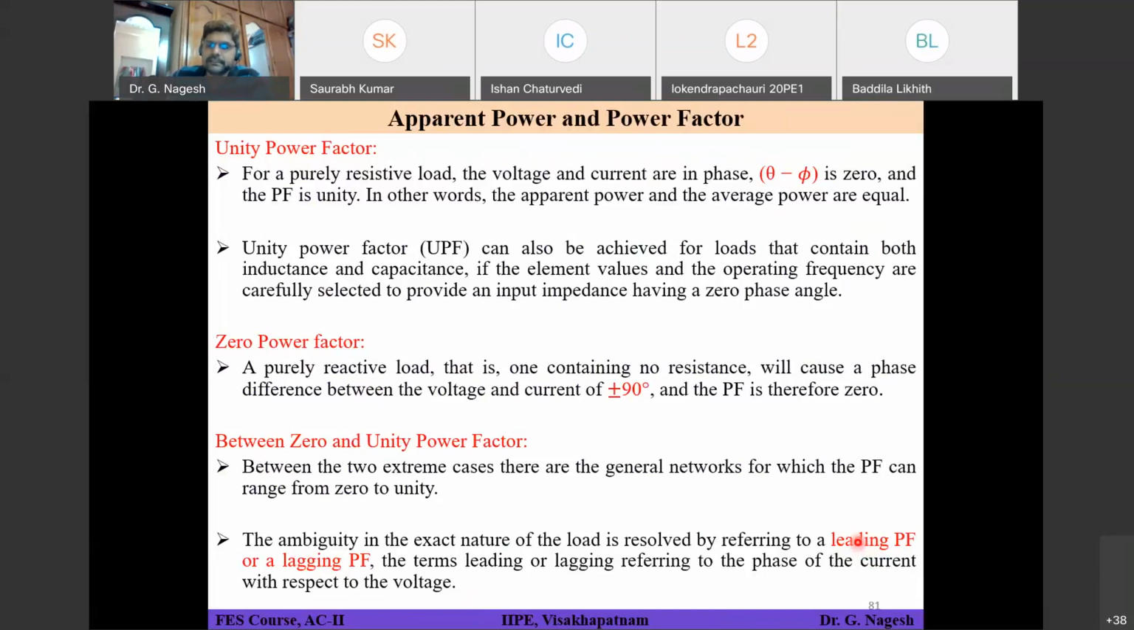Is it clear? Yes, sir. If I say 0.6 lagging power factor load, that means the power factor is 0.6 and lagging. That means some inductor is present in your circuit.